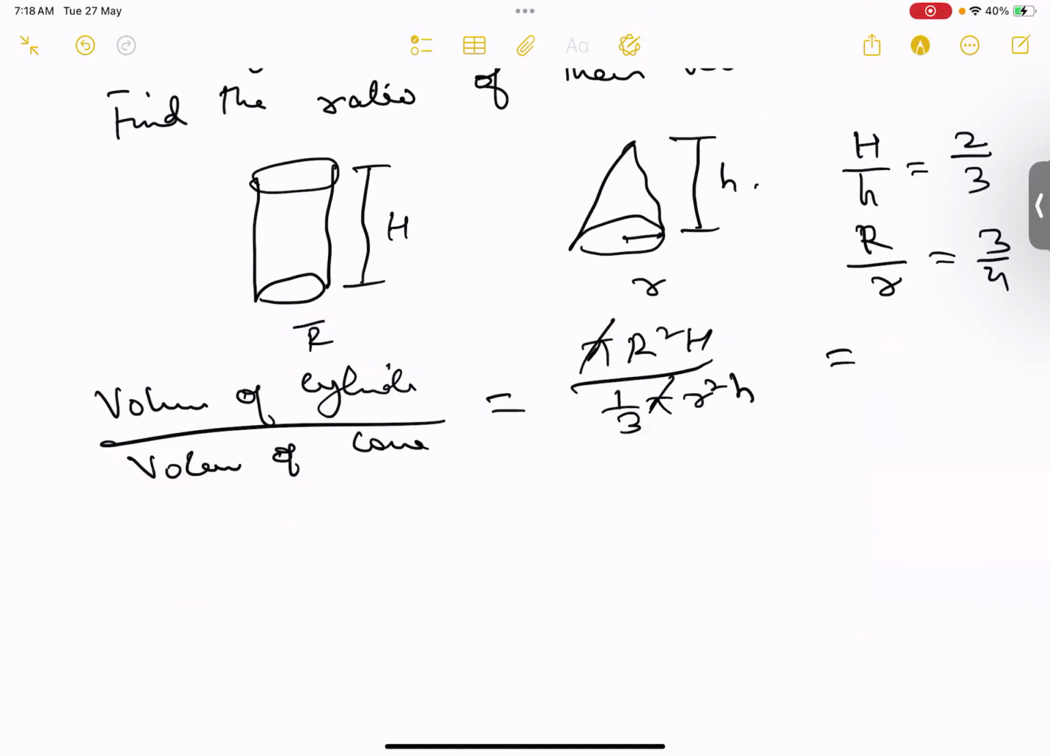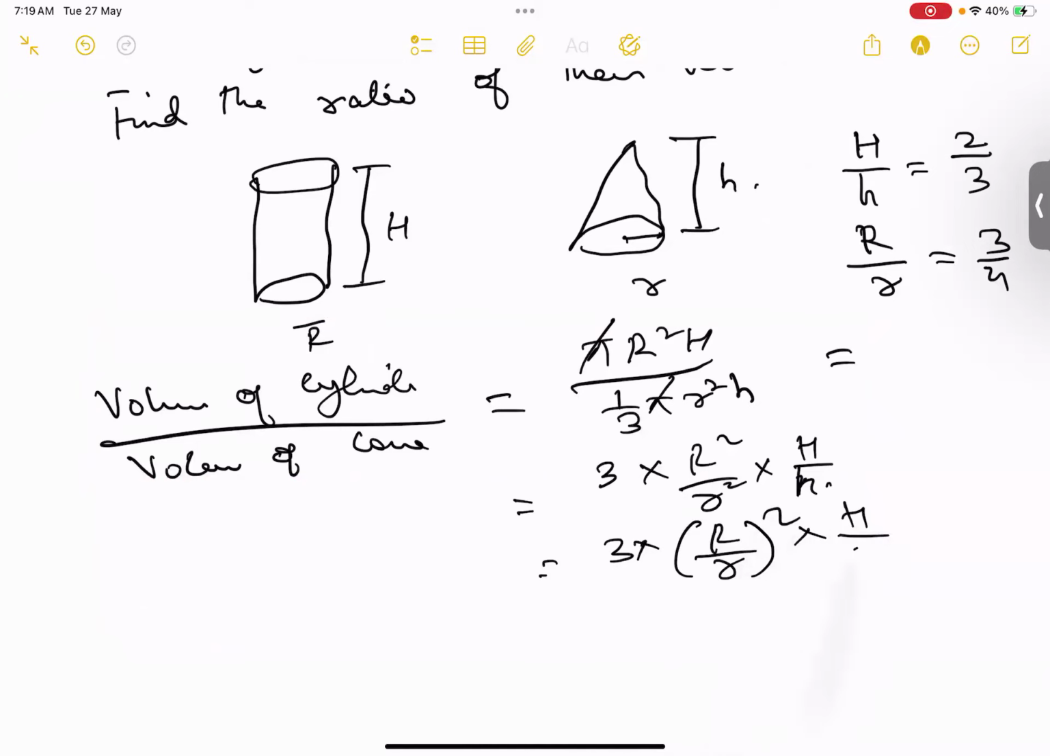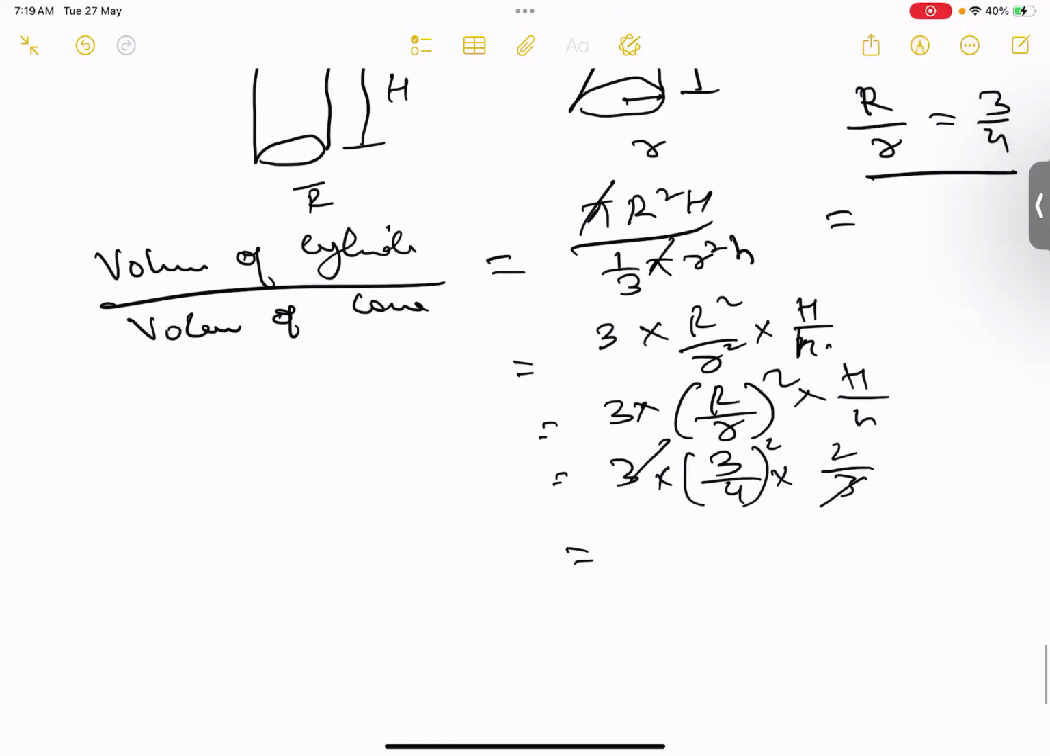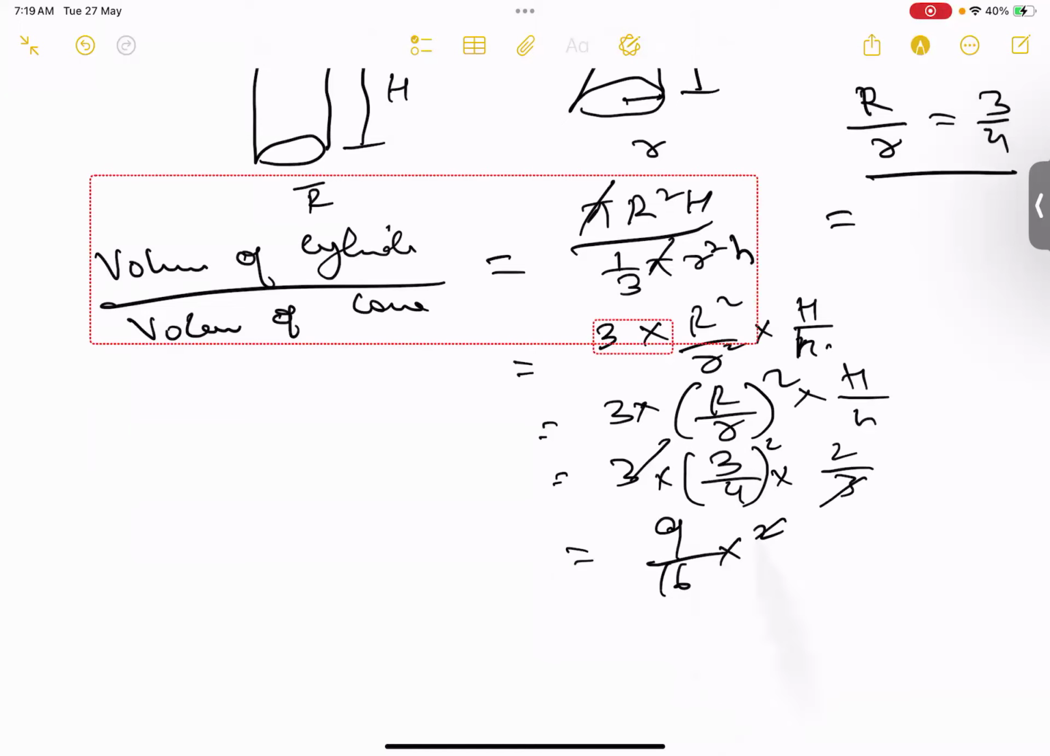So you can cancel. So 3 into r square by r square into h by h, right? Which means 3 into (r by r) whole square into h by h. So 3 into r by r is 3/4 whole square, into h by h is 2/3. 3 cancels. So you'll get 3 3s are 9, 9 by 16 into 2 by 3, that is 9 by 8. So the answer will be in the form of 9:8.